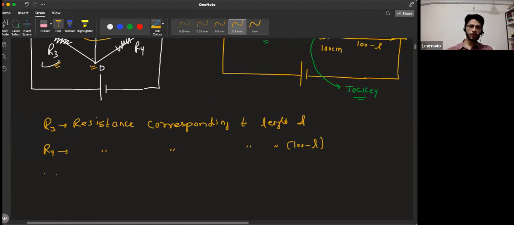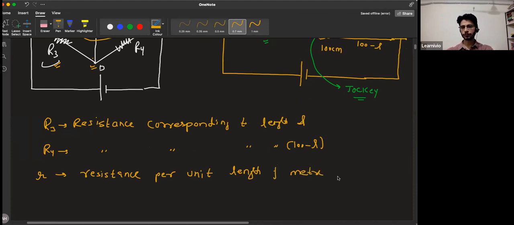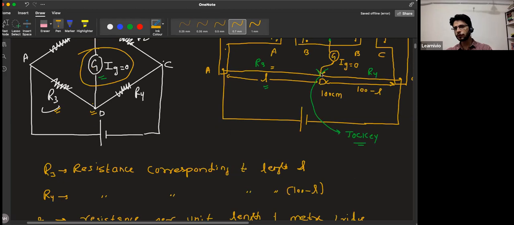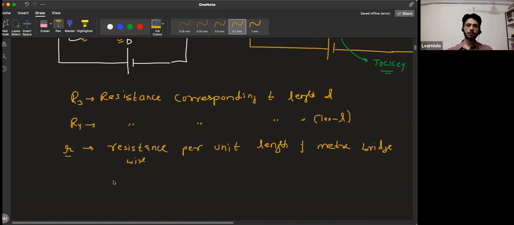And we define something which is small r. Small r is the resistance per unit length of the meter bridge wire. So small r is the resistance per unit length of this wire. So how much is R3? Can you write R3 in terms of small r and L?